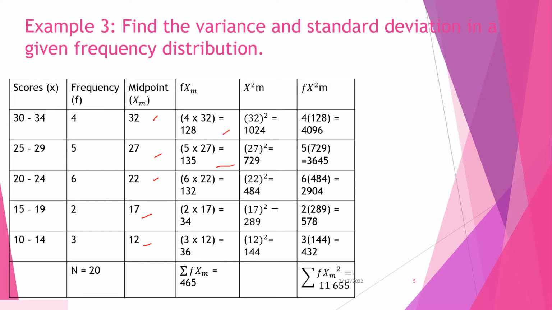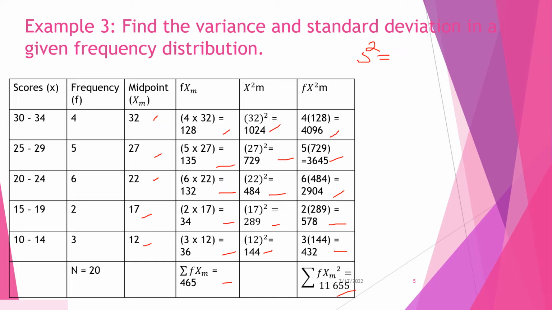If you want to check, use your calculator. And then square the midpoint: 32 times 32, okay. We square the midpoint: 12 times 12 is 144. And then multiply the frequency and the square of the midpoint. So, the total is 11,655.